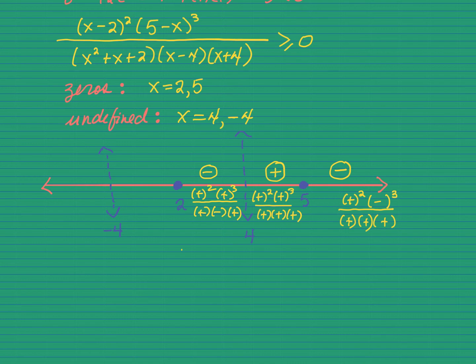And of course, you could pick a test point in the interval. A good test point would be 3. You could plug that in, and you would see that, again, you get a negative.